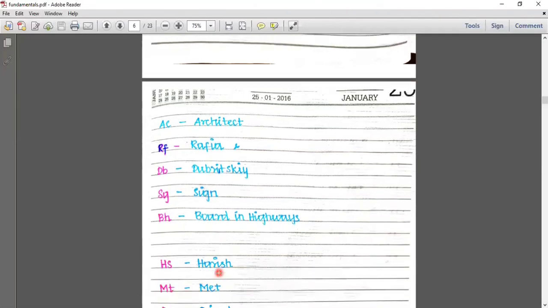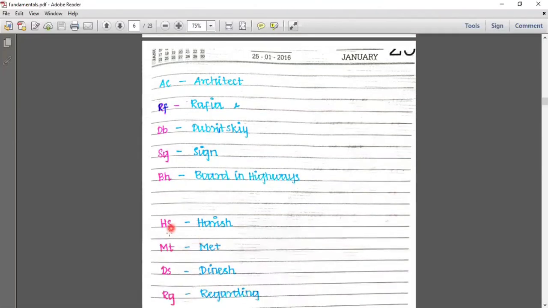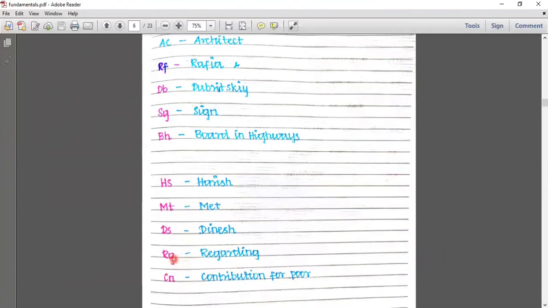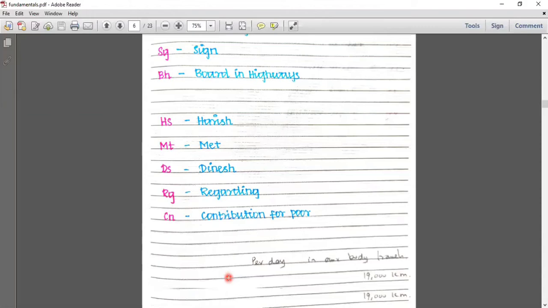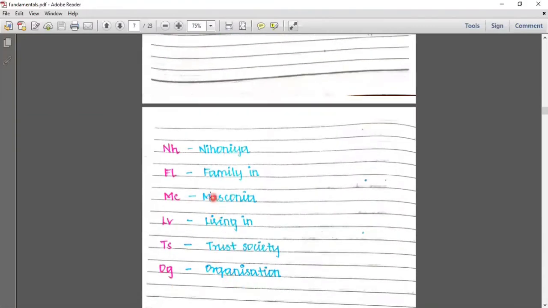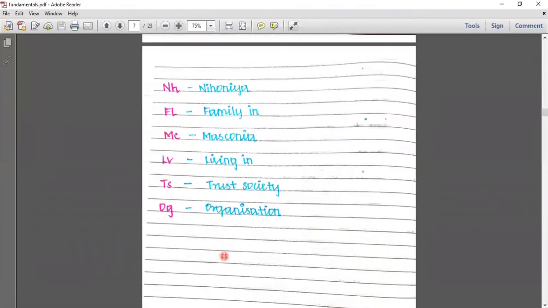Signboard in highways. Then hassium, meitnerium, darmstadtium, roentgenium, and copernicium. This element was discovered by the scientist Copernicus, so it is called copernicium. So: Arish met Dinesh regarding contribution for poor. Next, newly discovered elements: nihonium, flerovium, moscovium, livermorium, tennessine, oganesson. So: Nihonia family in Mosconia living in Trust Society organization. That is up to the D block elements.